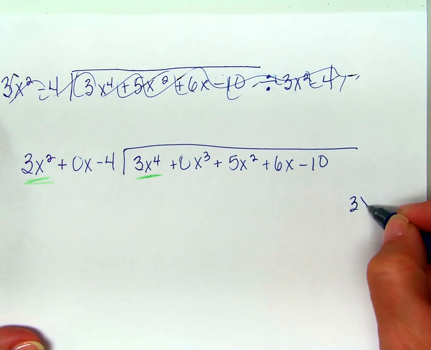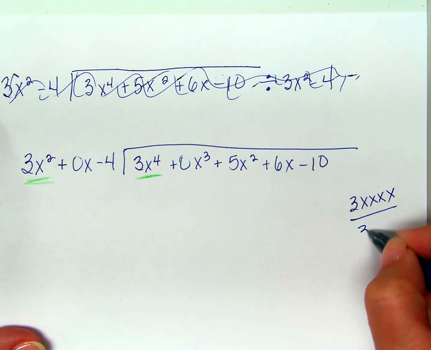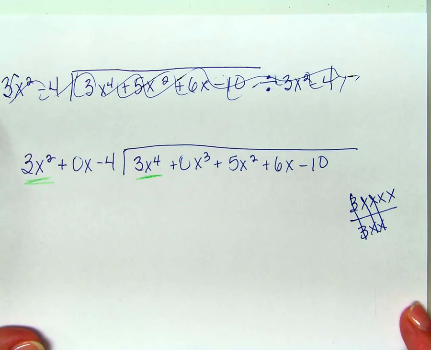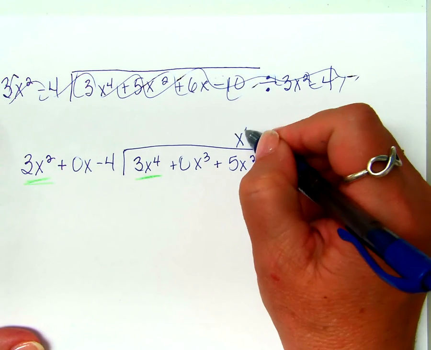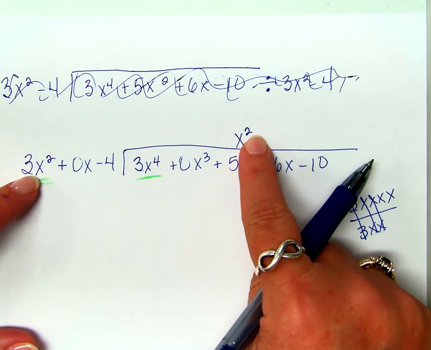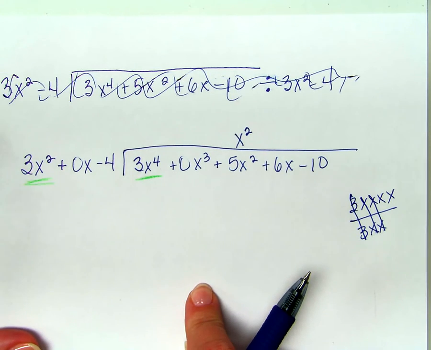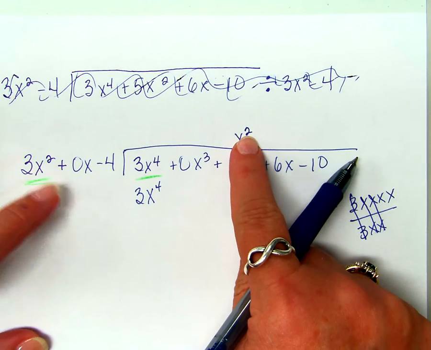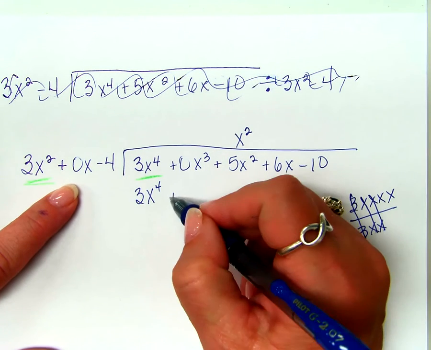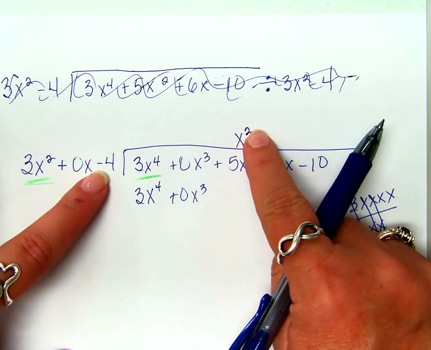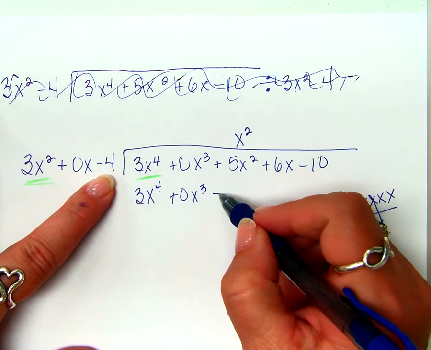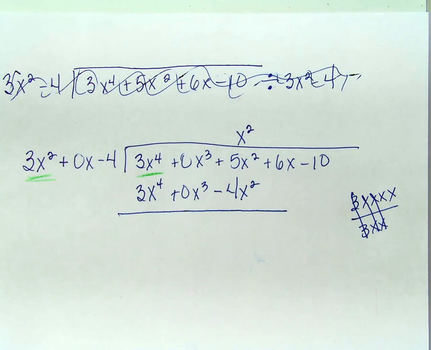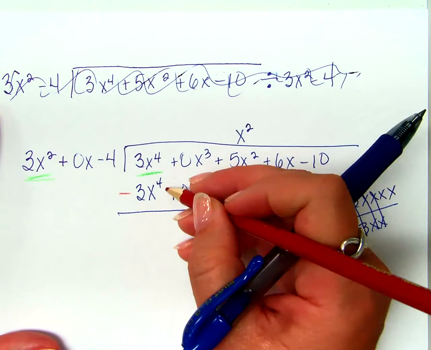Alright, just to help you out. Hopefully you won't have to do this very much longer. What's left? X squared. What's x squared times 3x squared? 3x to the fourth. What's x squared times 0x? 0x to the third. What's x squared times negative 4? What do I do? Subtract every term.